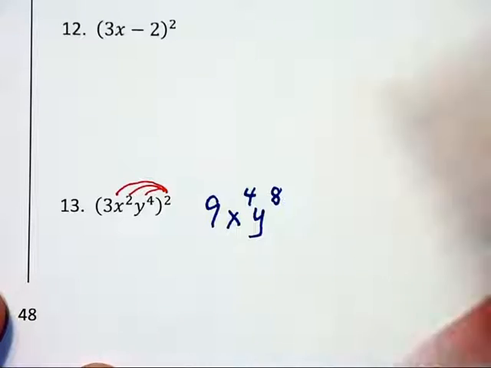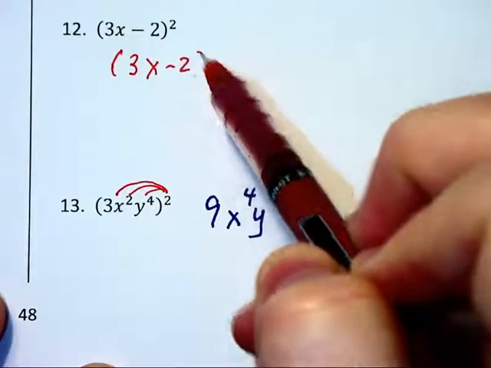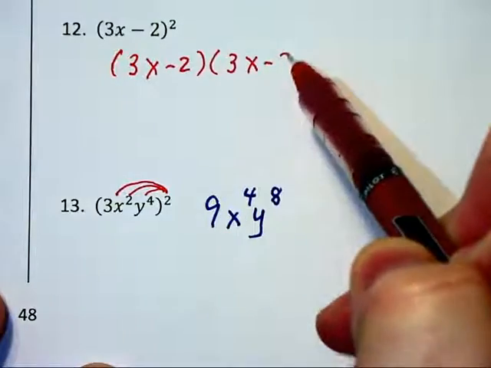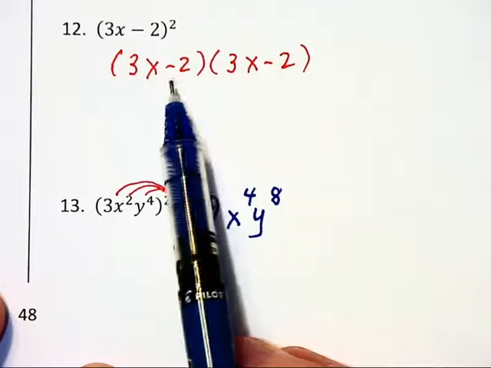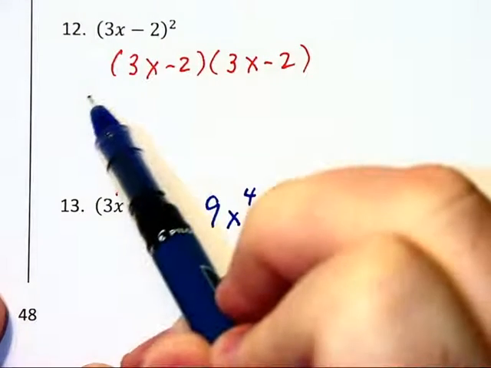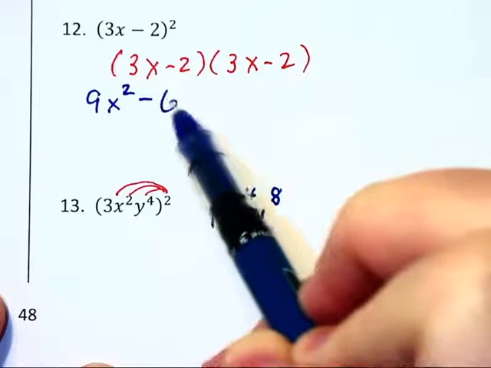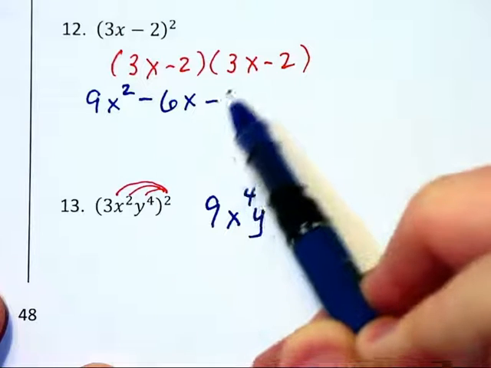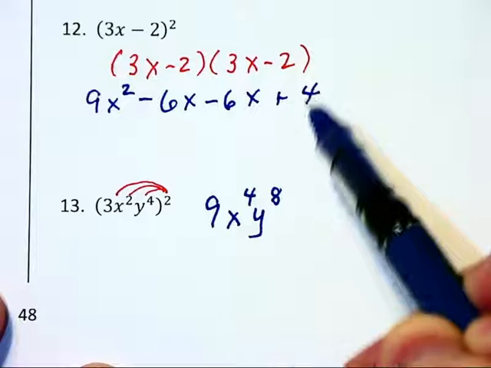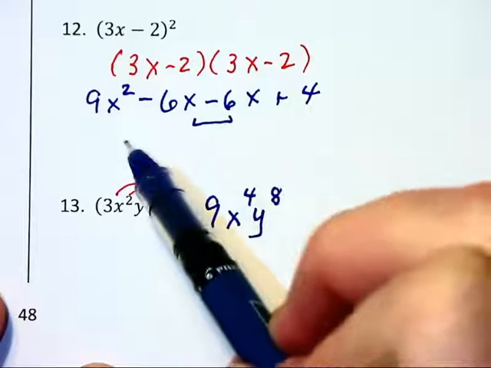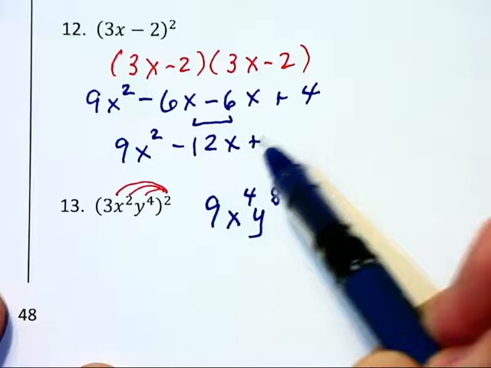You need to treat this instead as 3x minus 2 times 3x minus 2. This is not conjugates because we have the same sign in each parentheses. The first term of FOIL would give us 9x squared. Outer would be minus 6x. Inner again would be minus 6x. And the last term would be plus 4. And combining these middle terms together, we would have 9x squared minus 12x plus 4.